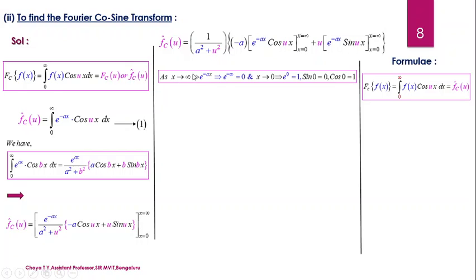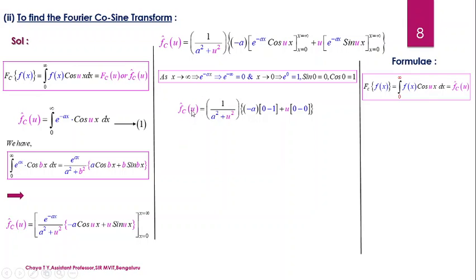Now as x tends to infinity, we have the term e^(−ax). Therefore e^(−infinity) is 0. And as x tends to 0, e^0 is 1. And we have the sine and cosine terms. Therefore cos 0 is also 1, and sin 0 is 0. These values will be substituted into the previous expression for further simplification.